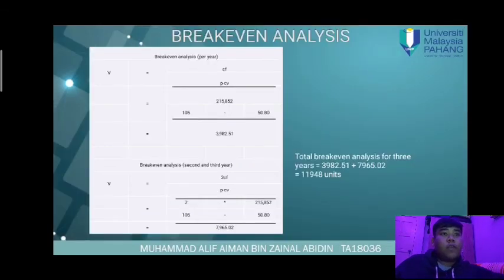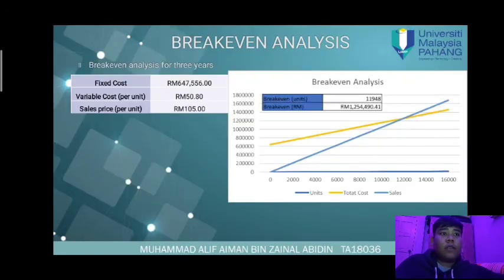To know the break-even for 3 years, we should find the volume, and the formula is CF divided by P minus CV. CF is fixed cost, P is price per unit, and CV is variable cost. For the first year, we get 3,982 units, and for the second and third year, we get 7,965 units. To get the 3 years of break-even, we sum up the first year, second and third, and we get 11,988 units.